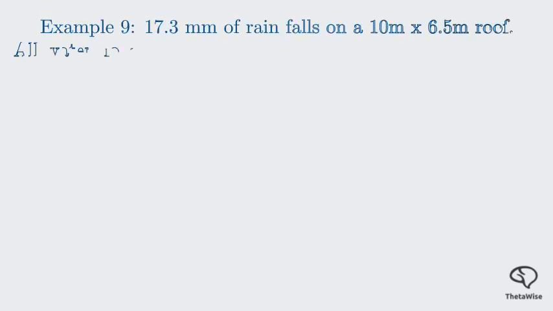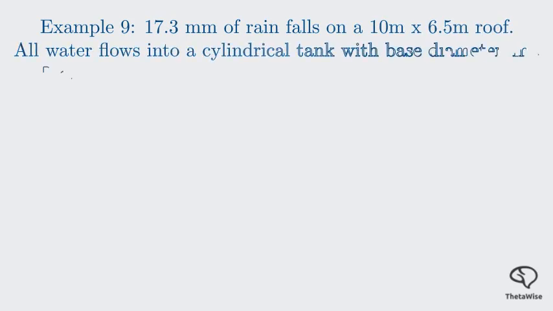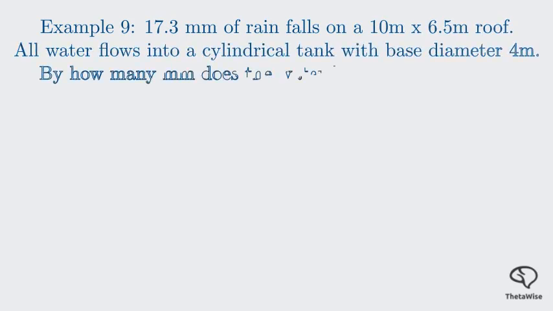The problem states that 17.3 millimeters of rain falls on a shed roof with dimensions 10 meters by 6.5 meters. All this water runs into a cylindrical tank with a base diameter of 4 meters. We need to find the rise in the water level. To solve this, we must first calculate the volume of water collected. We'll find the volume of the rain on the roof, convert it to the tank, and use the tank's dimensions to find the rise in height.